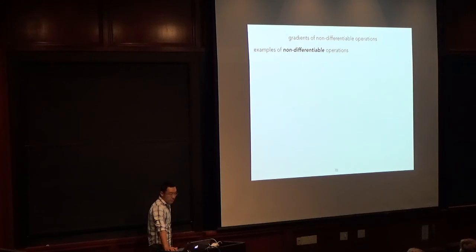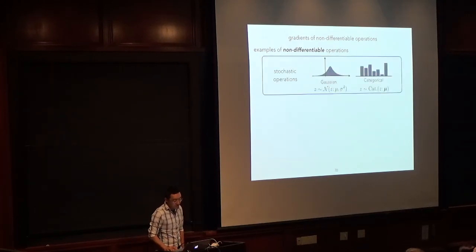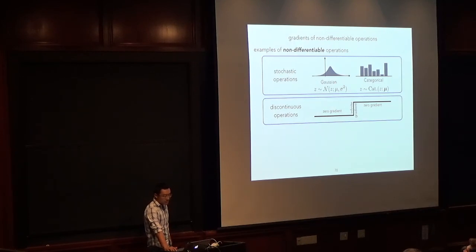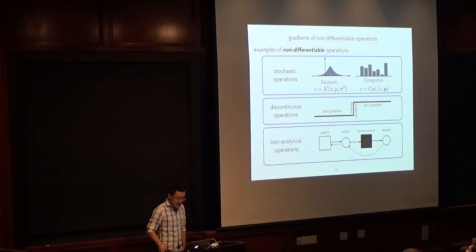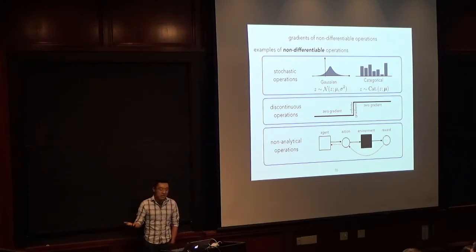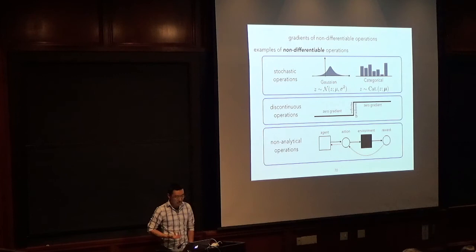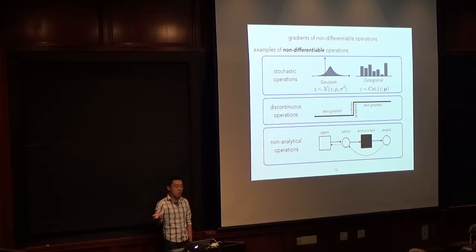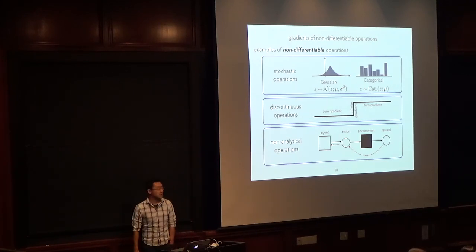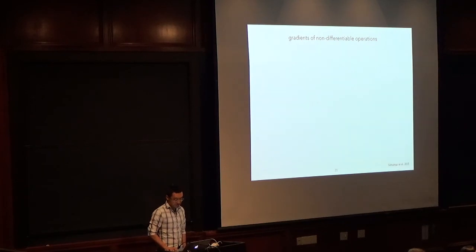You may want to take gradients of non-differentiable operators. For example, taking gradients of a categorical or some stochastic function where you only get samples, or discontinuities, or just non-analytical operations. For example, if I want to maximize reward in Atari, a video game, in the bottom row, and the agent is a neural net that maps states to actions, and I want to maximize reward, well, this is a non-analytical function. How do I optimize for it?